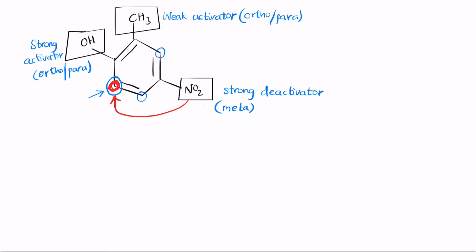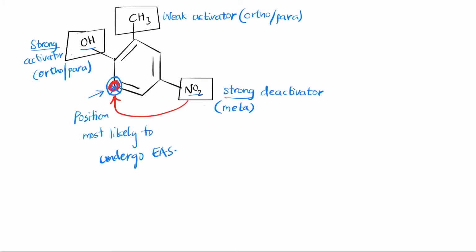The one that dominates the directing effect is the one that is strong. Both OH and NO2 are strong here, so those two will determine the directing effect of the compound. So now we can say that this is the position where it is most stable for electrophilic aromatic substitution. This is the position most likely to undergo electrophilic aromatic substitution. This is how we can determine it when you have a larger structure.